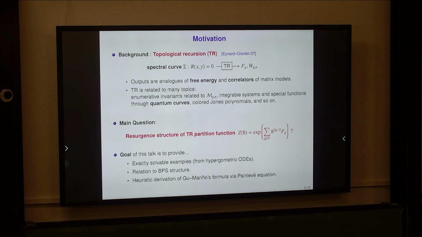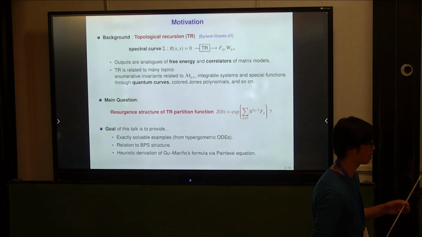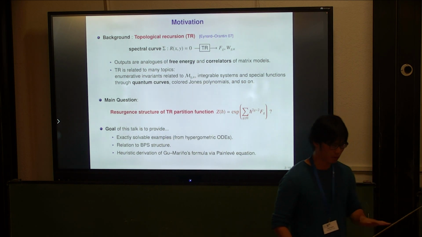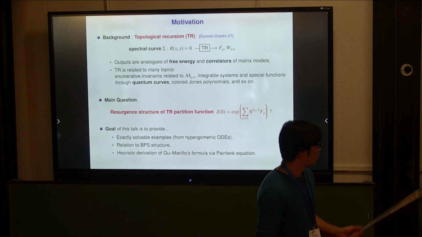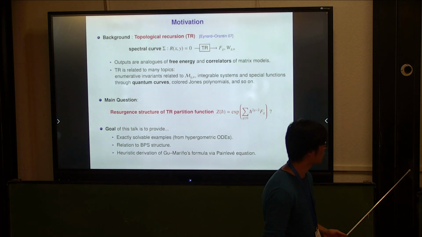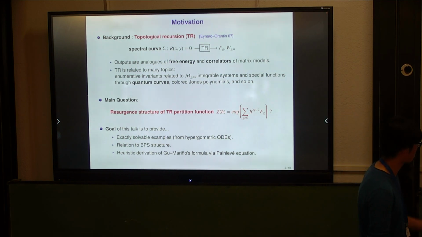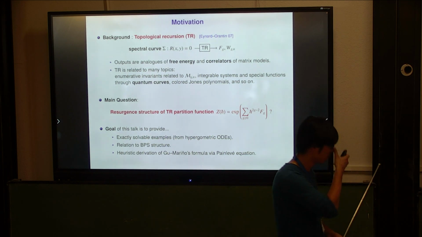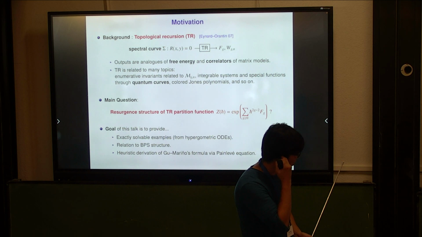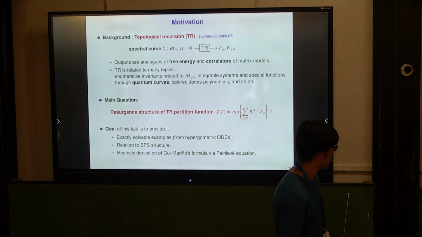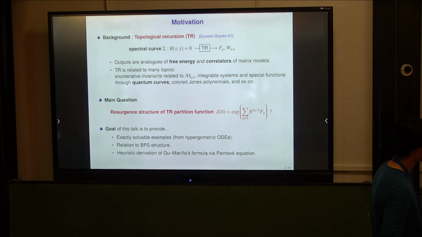So in my talk, first of all, I will give some explicit and exactly solvable examples, coming from hypergeometric ODEs, which correspond to a class of genus zero spectral curves. The formula is also very related to the BPS structure. Finally, I will discuss some genus one spectral curve, and using the relation to the Painlevé tau functions, I will discuss a conjecture on the area derivative of the partition function proposed by Gu and Marino last year.